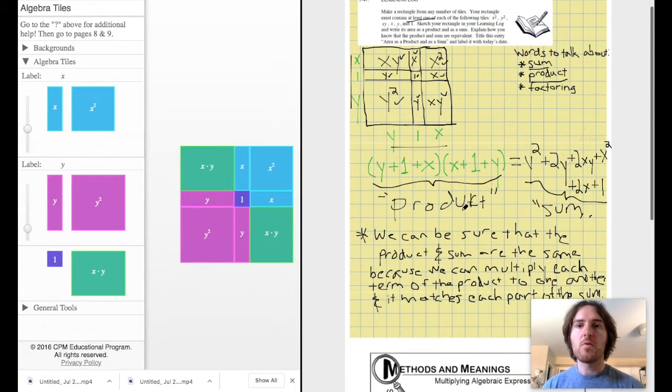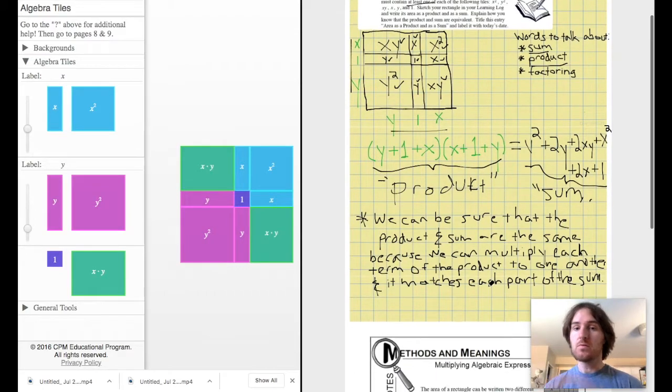Okay, so here's what I'm going with here to answer this. Explain how you know that the product and sum are equivalent. This is the best as I could kind of word it out. Perhaps he worded it better than me. We can be sure that the product and sum are the same because if we multiply each term of the product to one another, it's going to match each part of the sum.